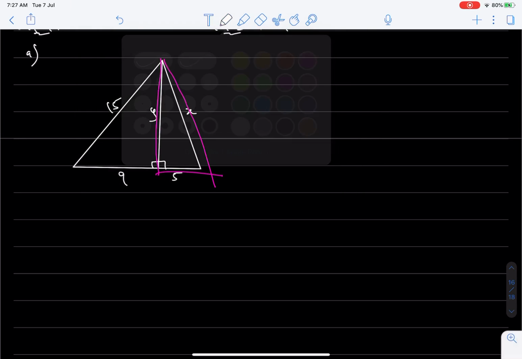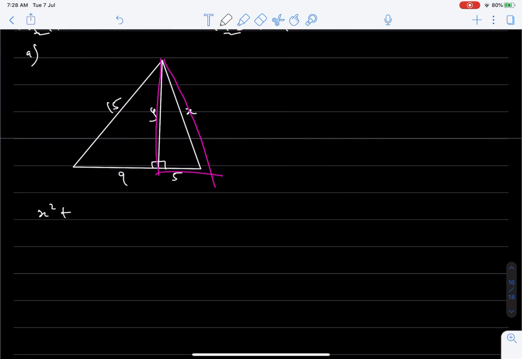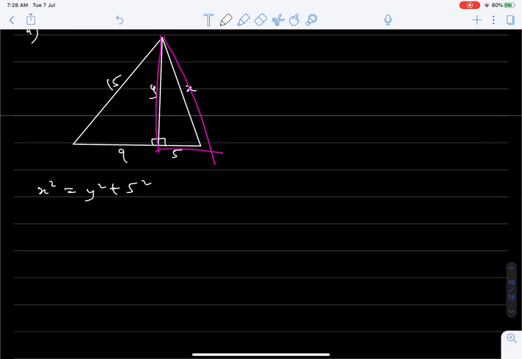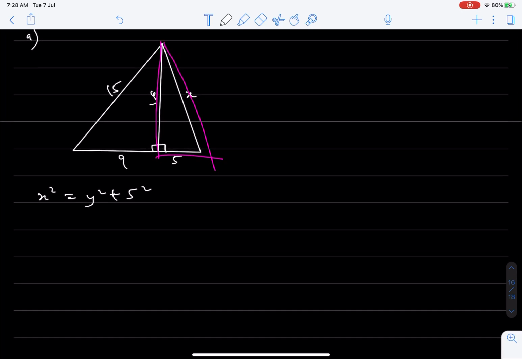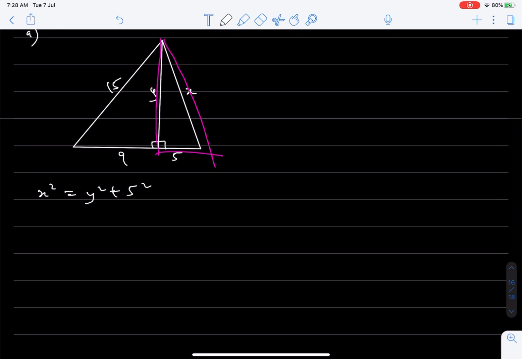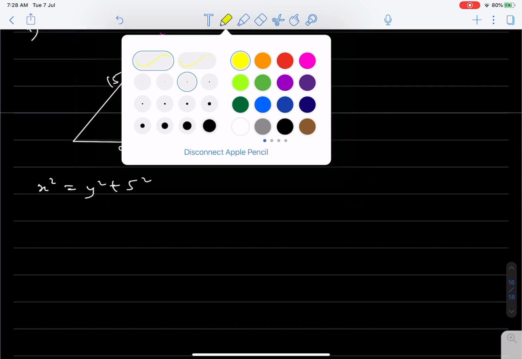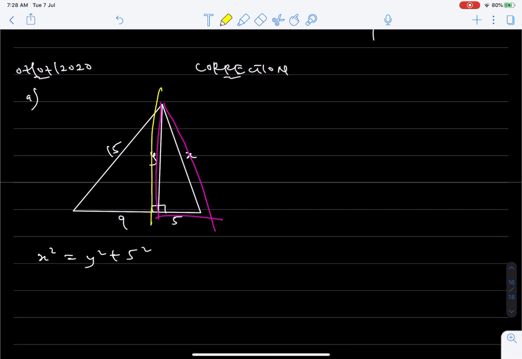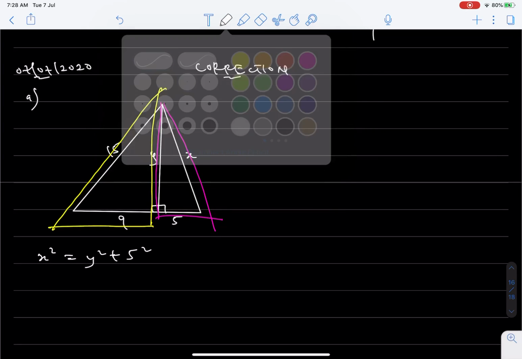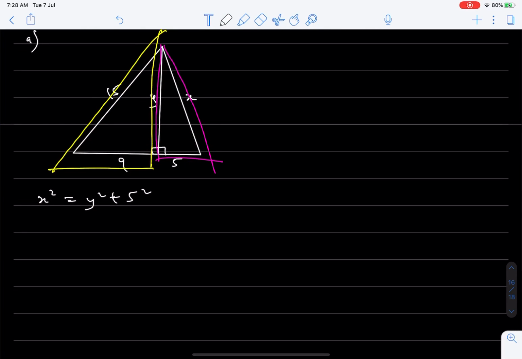So x squared equals y squared plus 5 squared. That means x squared equals y squared plus 5 squared. But I can find y squared in the second right angle triangle, which is this. I want to find y squared in that second right angle triangle. And in the second right angle triangle, 15 is the hypotenuse.